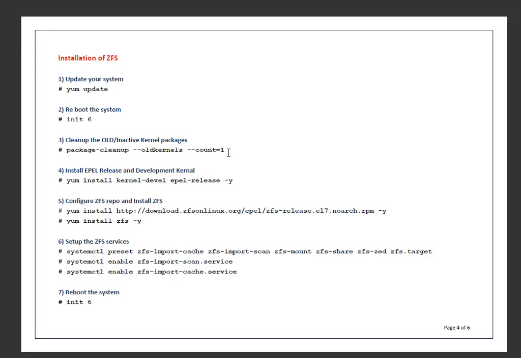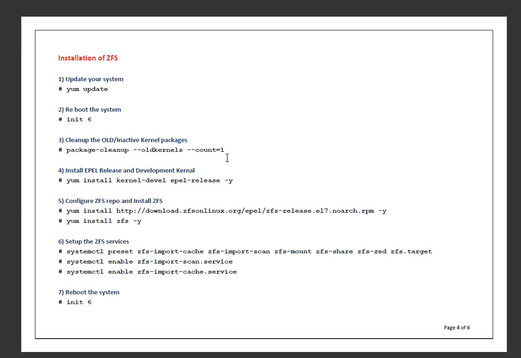No need to install kernel development separately, but again, that's in the documentation. Once that is done, you have to install the ZFS repo and install the ZFS package, as I mentioned in step number 5. Once that is done, you have to enable the ZFS services and perform preset on a couple of services, as I mentioned in step number 6. Then reboot your system. After that, your ZFS will be installed and configured. Then you can perform your technical things.